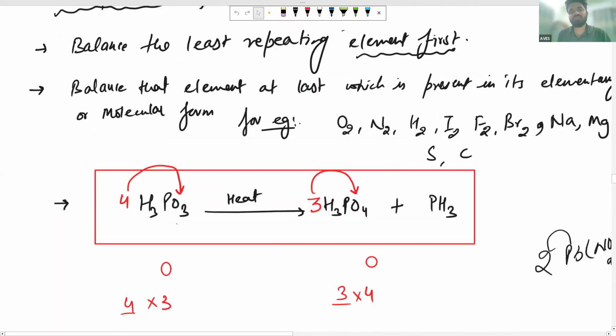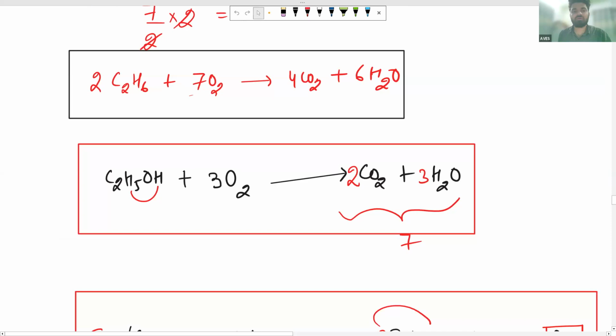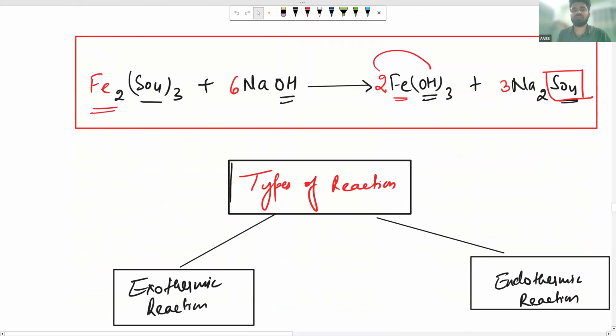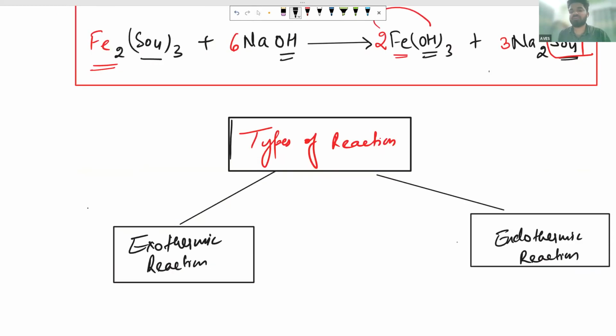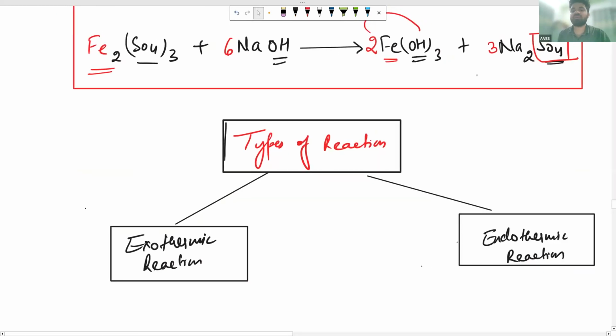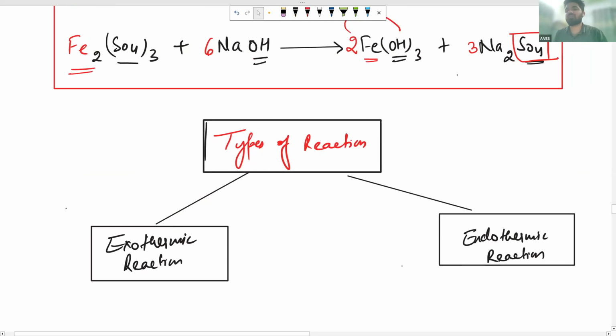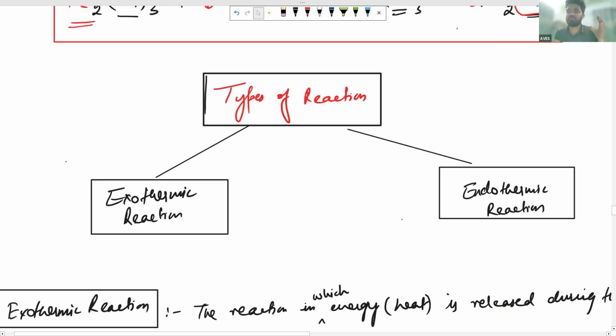So the reaction in which heat is evolved. Is the screen visible to you? Yes, sir. The reaction in which heat is evolved is considered to be an exothermic reaction. We call it exothermic reaction when heat is evolved. If the heat is not evolved, or if heat is supplied during the reaction, we consider it an endothermic reaction. Okay, you understood exothermic and endothermic reactions?